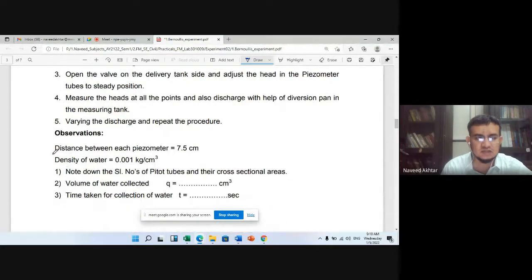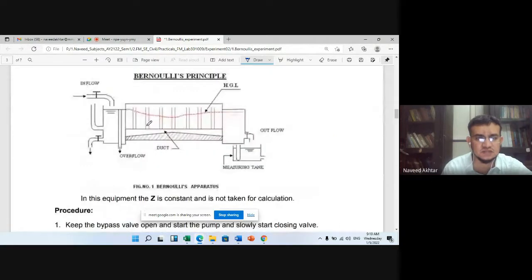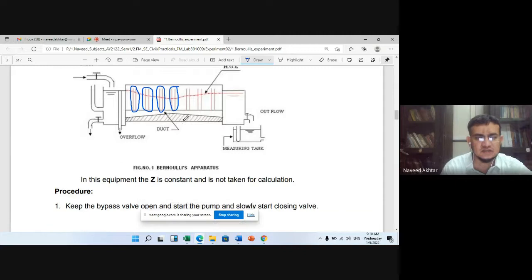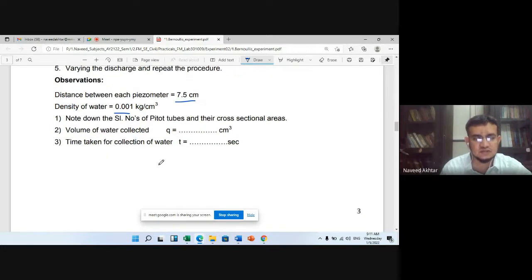Okay, for the observations we have to take, the distance between each piezometer is 7.5 centimeter. This is the piezometer head, where we measure the pressure. These are the piezometers in Bernoulli's experiment. There are a number of piezometers, at a distance of 7.5 centimeter apart. Density of water you already know, 1000 kg per cubic meter. It is written in centimeters, correct? Okay. Number the pitot tubes from left to right, from flow to discharge: 1, 2, 3, 4.